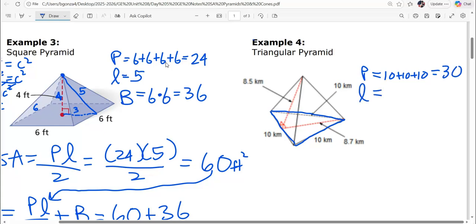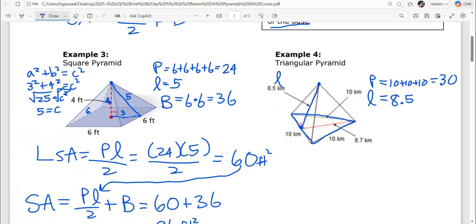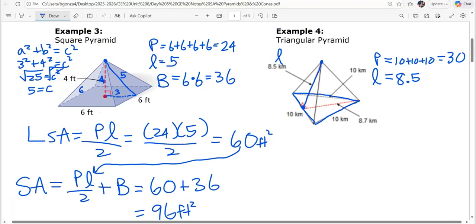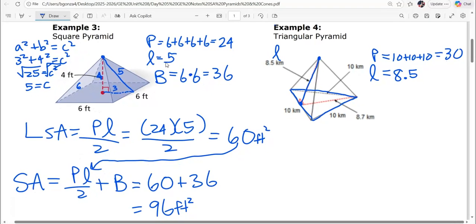Now, the L on the slant. This time we actually do have it from the vertex down the slant. This has to be my slant height, 8.5. And then big B. We can figure out the area of the base, but we gotta recognize what the base is. It's a triangle. For the area of a triangle, please don't forget that you're doing base times height and dividing it by 2. Please don't forget to divide by 2.